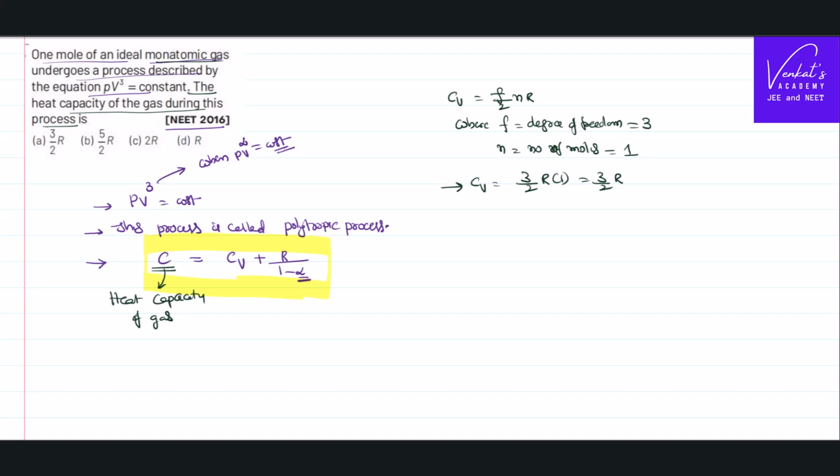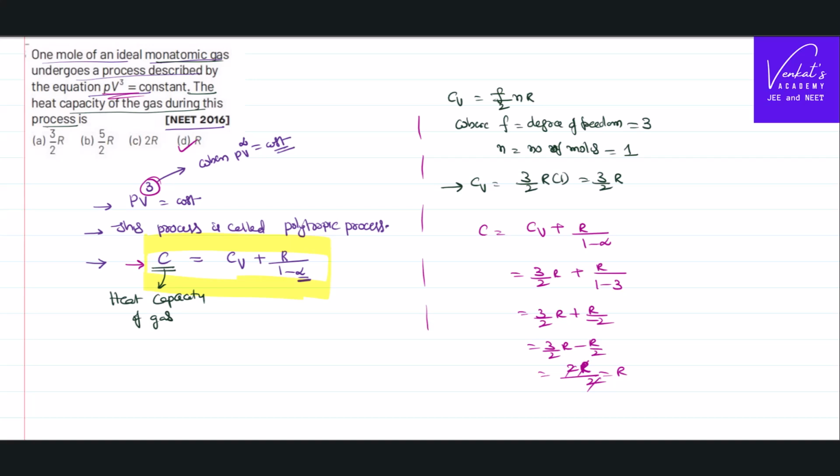Once you know Cv, I can get the heat capacity C as Cv plus R by 1 minus alpha. Cv is 3 by 2 times of R plus R by 1 minus alpha. As PV^3 is constant, alpha is 3. So this is 3 by 2 times of R plus R by minus 2. That is 3 by 2 times of R minus R by 2. 2 is the LCM, 3R minus R is 2R. Also, 2 cancels, R remains. So R is the answer for this problem. This is how we solve this problem.